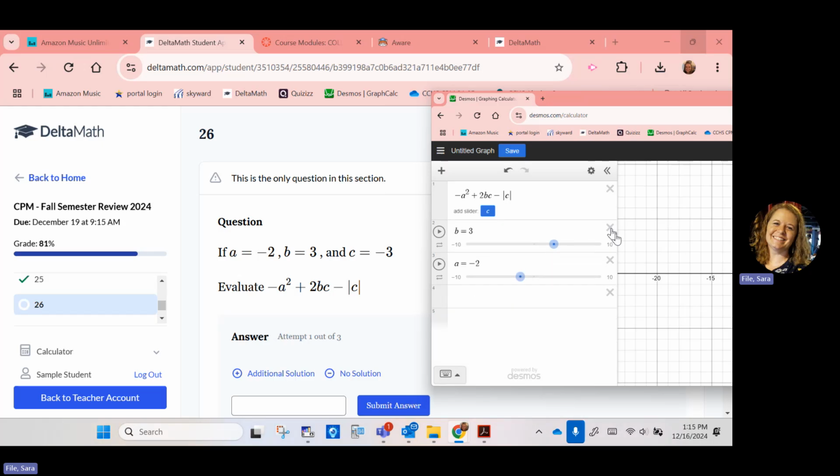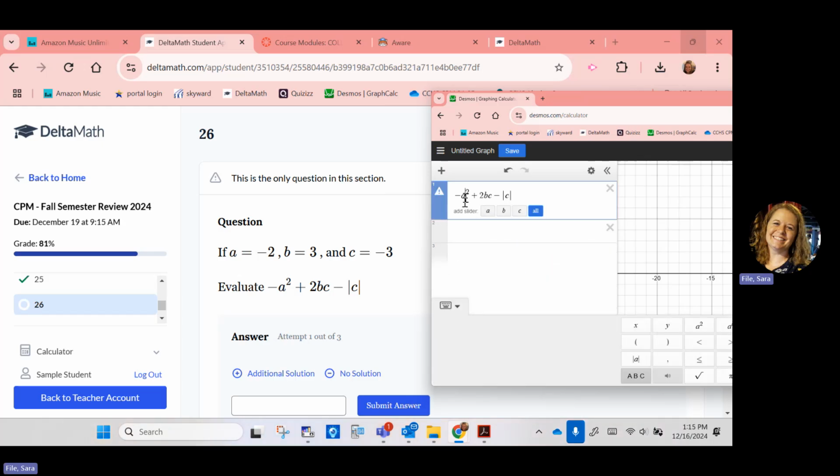Or instead of having those sliders, you could simply replace the A in the equation. So I can say A is -2, B is 3, and C is -3, and C was in 2 places. And we get -25 doing it that way as well.